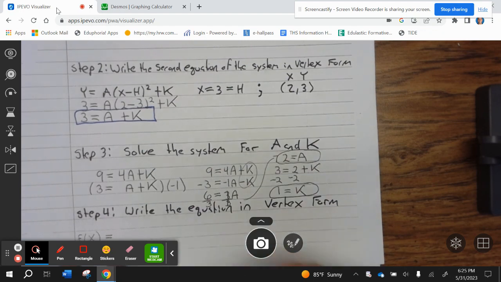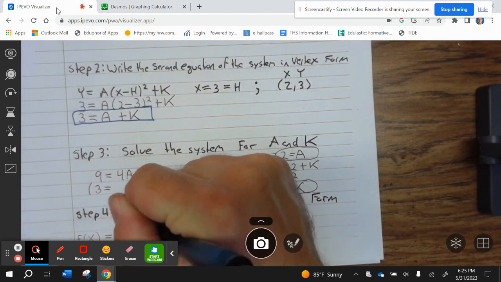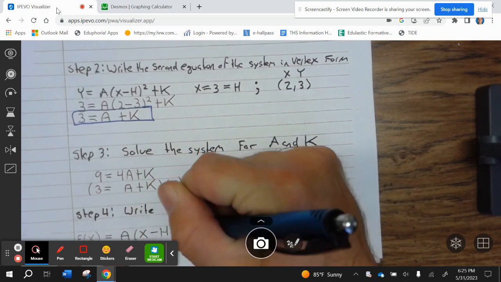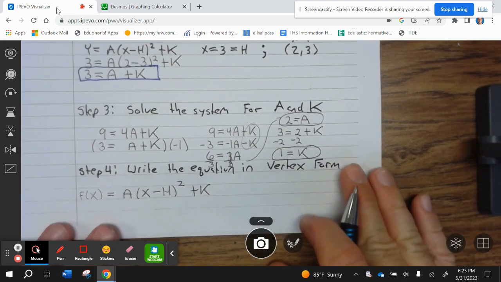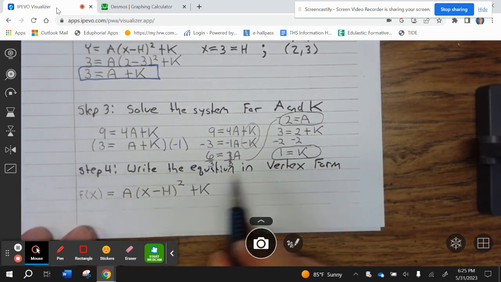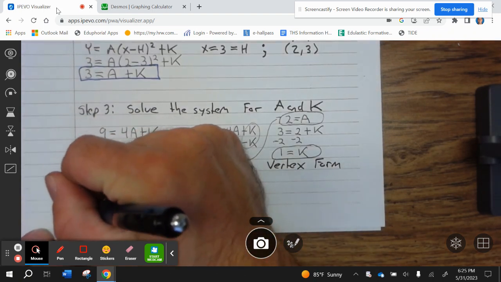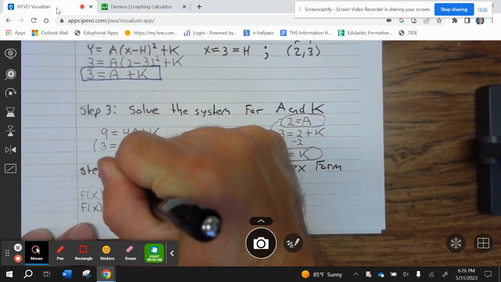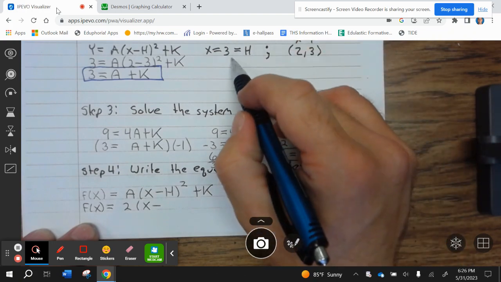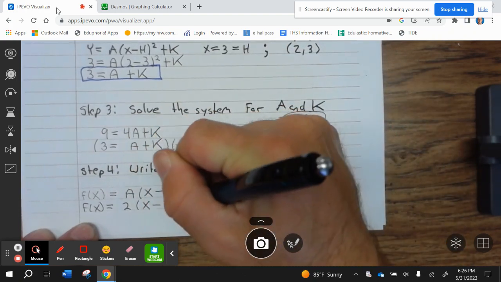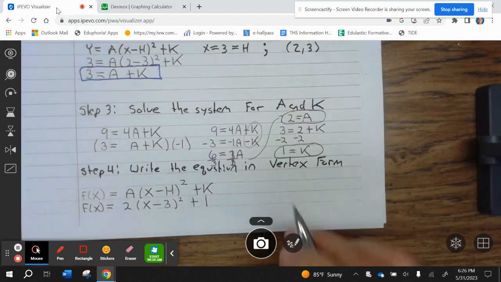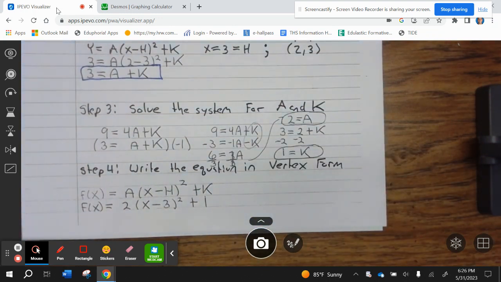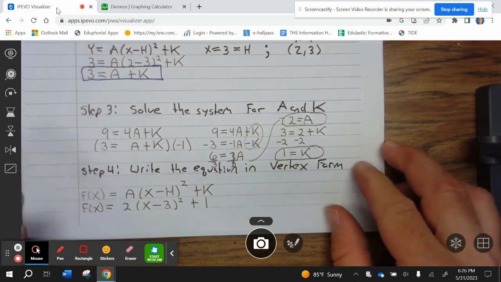So to write our equation, we go back to f of x equals a, parentheses x minus h squared plus k. We have a, we have k now, we already have h. So f of x equals a, which is 2, parentheses x minus h, which is 3, squared plus k, which is 1. All right, we're going to finish up example 3. Let's take a look at example 4.